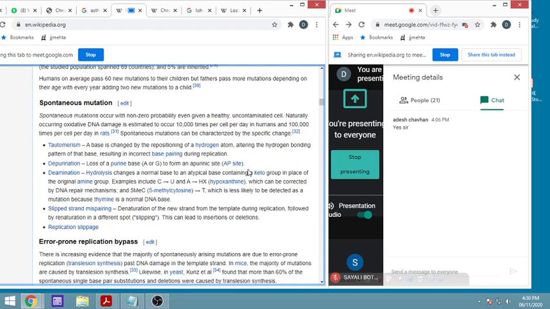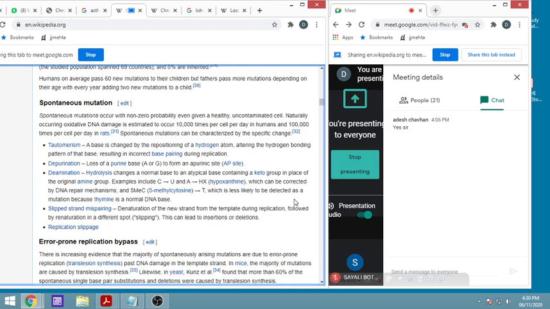Then another type of reason can be depurination. There is a loss of purine base, that is adenine or guanine, to form apurinic sites. So these apurinic sites are there. Then other is deamination, that is hydrolysis, which changes the normal base to an atypical base, which contains the keto group in place of the normal amino group, and therefore it will change the structure.